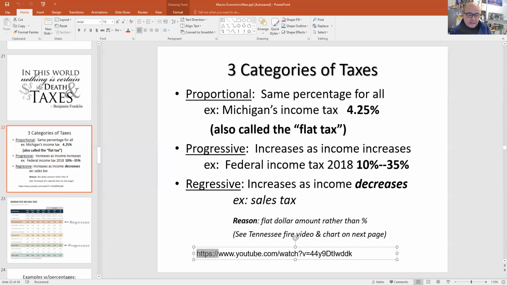And what I mean by a flat dollar amount is that it might be, for example, $25. This tax might be a $25 garbage tax. All right, everybody has to pay this $25 garbage tax. Well, for the poor person, that $25 garbage tax is more of a hit, more of a percentage of their income than for a rich person. For a rich person, that $25 garbage tax is absolutely nothing. It's peanuts. So I want to show you this quick video.